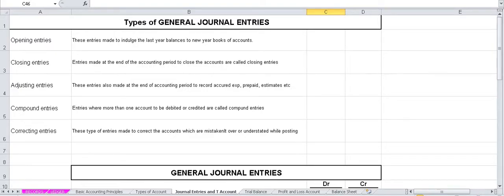Here you learn about journal entries and how to create accounts. As you know already, every accounting transaction has a dual effect. This rule you can practically find by posting journal entries in books of accounts.